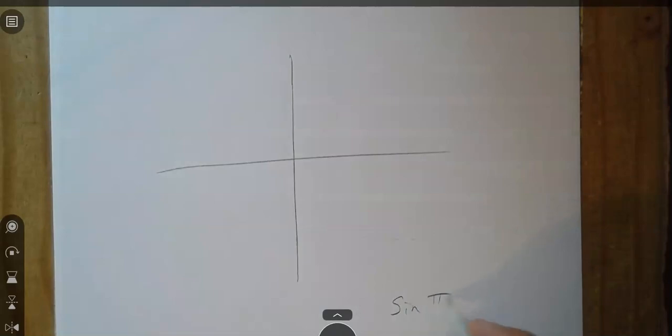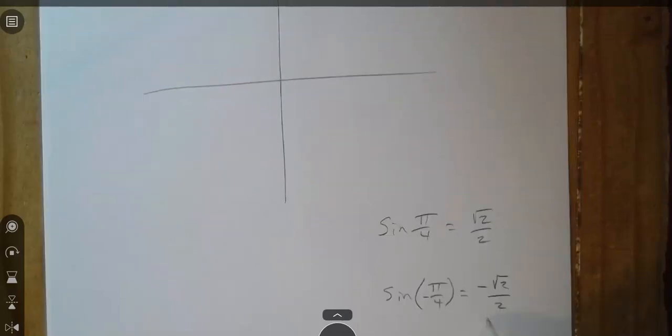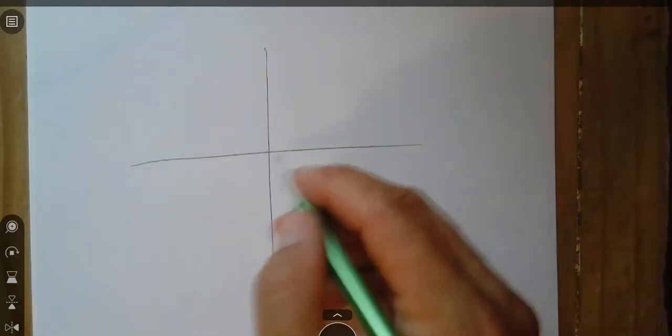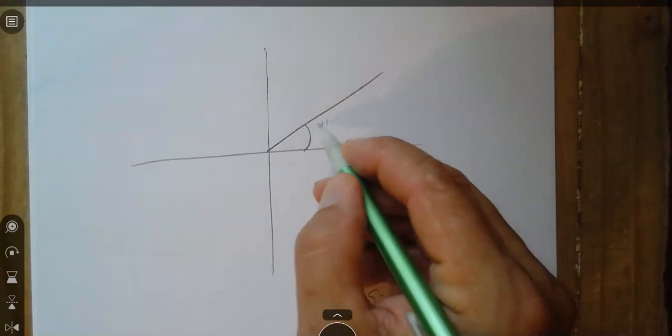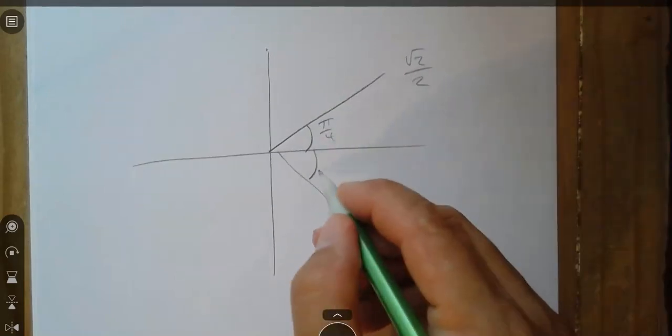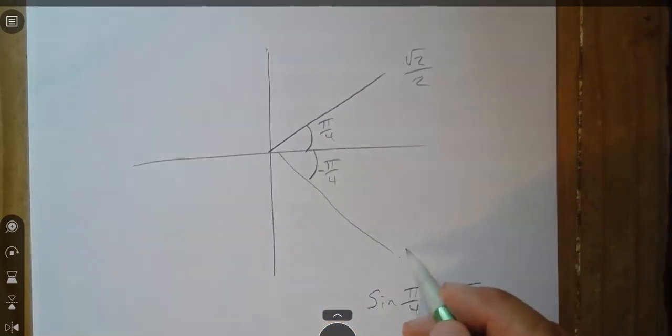sine of pi over 4, of course, is root 2 over 2. Sine of negative pi over 4 is going to equal negative root 2 over 2. Why is that? Because my sine is my y value, right? So here's my positive pi over 4, and it's root 2 over 2. Here is my negative pi over 4, and my y value is negative down here.